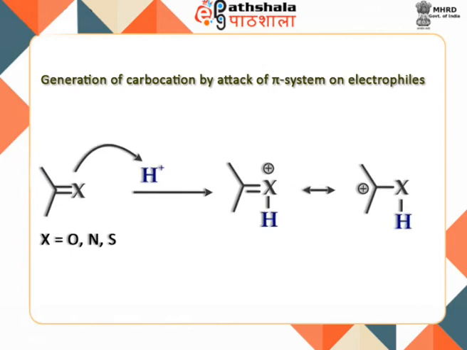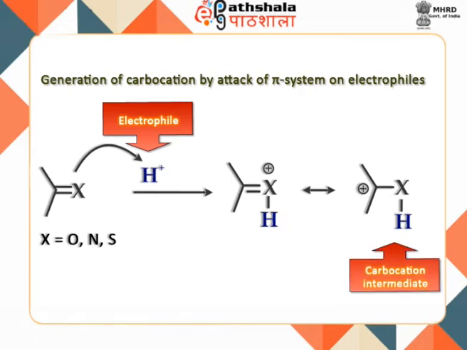When an electrophile adds to one of the atoms of a pi system, the adjacent atom acquires a positive charge. In case the positive atom is a carbon, a carbocation is formed. For example, attack of an alkene on an electrophile like a proton results in development of positive charge on the adjacent carbon atom to give a carbocation intermediate.